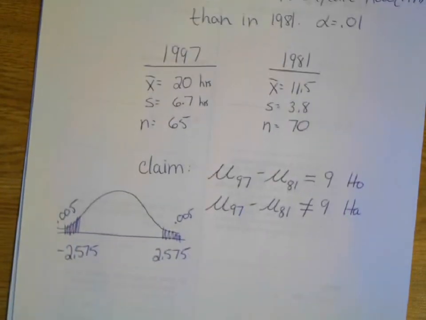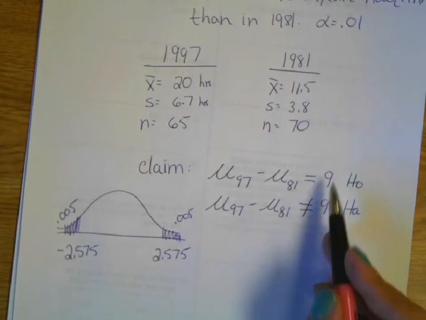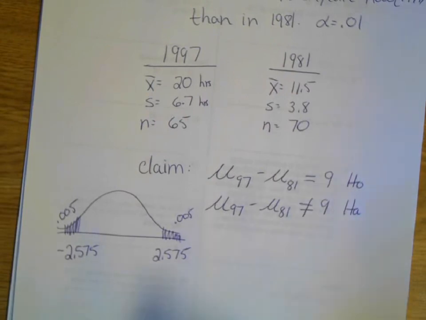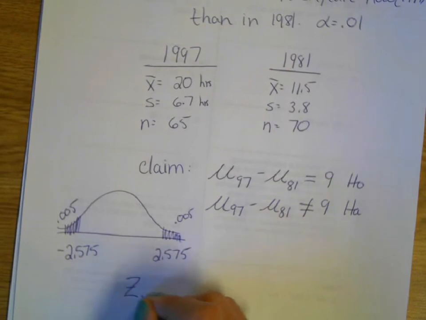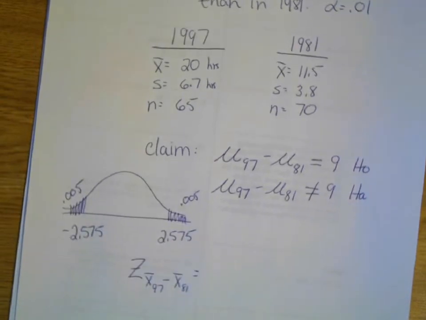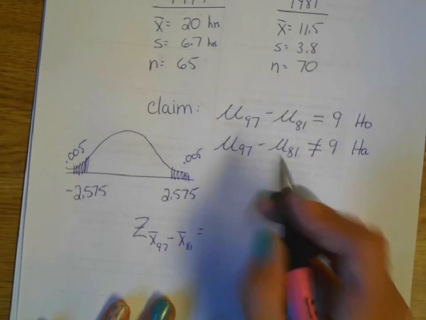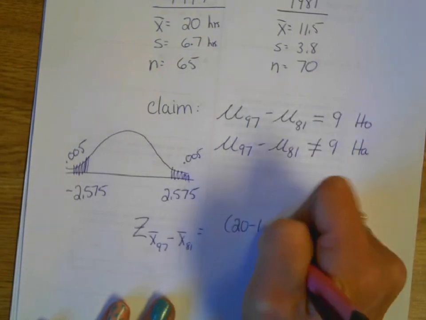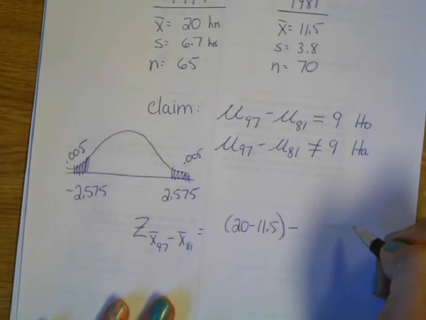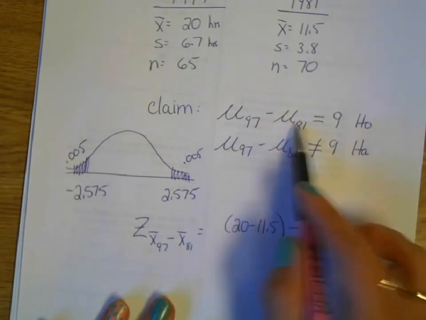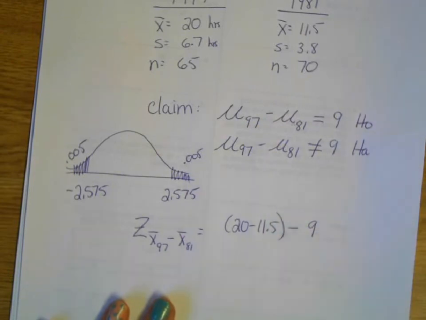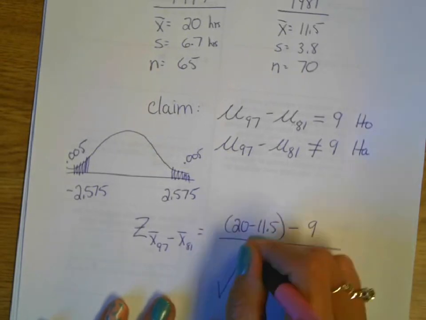Now when we go to do our sample, that second part of it actually has a value because the H0 has a 9 in it instead of a 0. So our z-score for the 97 average minus the 81 average formula says we'll go 20 minus the 11.5. And the difference in the population means they're telling me is 9. I don't know what they actually were, but I know what the difference is. And then the bottom.